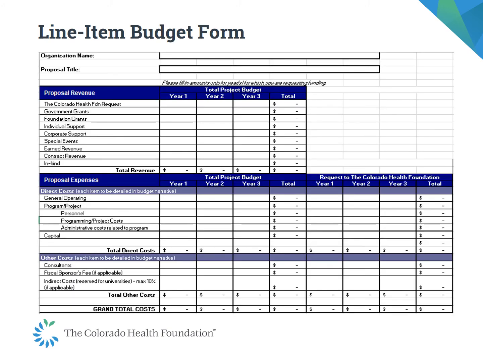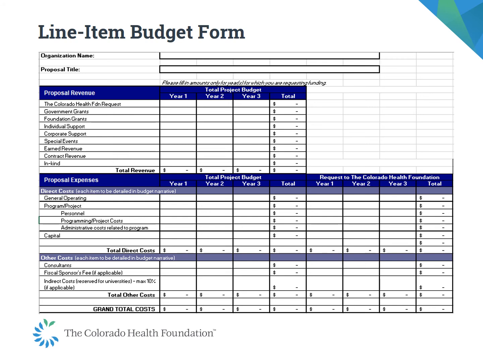Here's the budget form for you to use when providing detail on your grant request. This is a required format and can be found on the Foundation's website. If you're applying for a general operating grant, your entire request should be placed in the general operating support line item, and additional details should be supplied in your budget narrative.